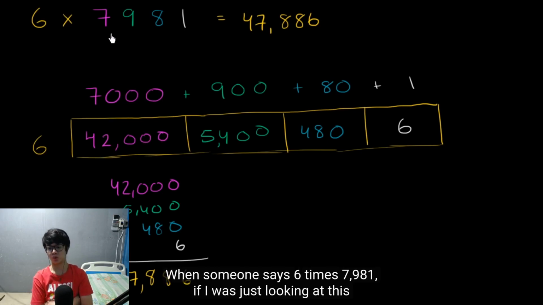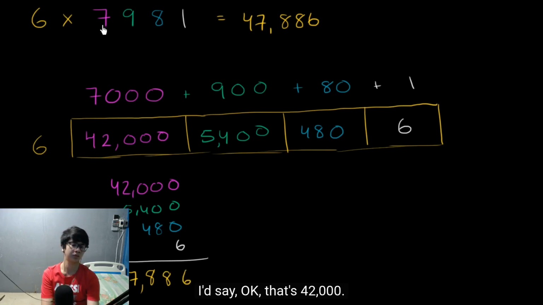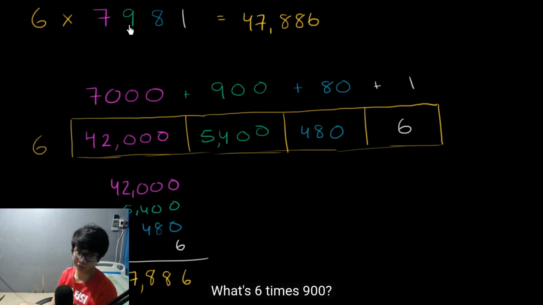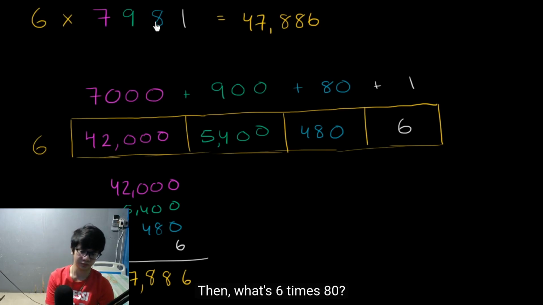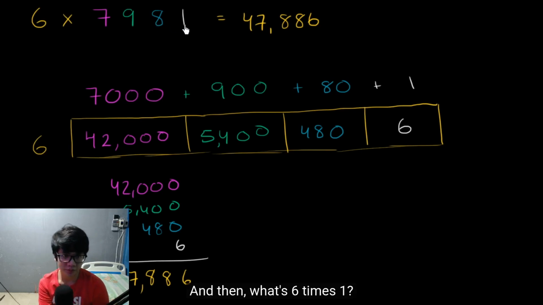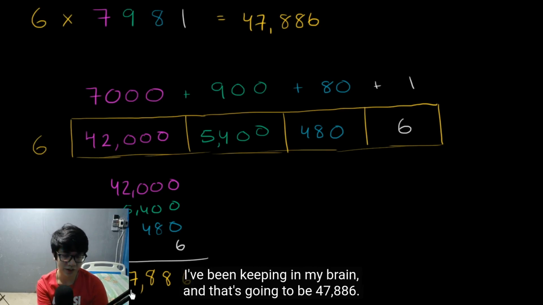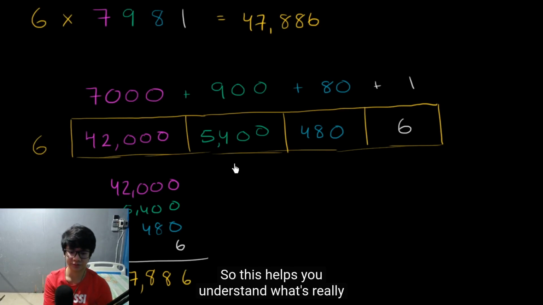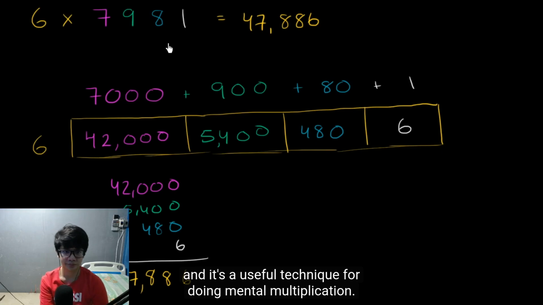If someone says 6 times 7,981, and I didn't have any paper, I would say, okay, what's 6 times 7,000? That's 42,000. I'll try to remember that. What's 6 times 900? Well, that's 5,400. If I add that to the 42,000, I get 47,400. Then what's 6 times 80? 480. Have to add that to the 47,400 to get 47,880. And then what's 6 times 1? Well, that's 6. We'll add that to the 47,880, which I've been keeping in my brain, and that's going to be 47,886. So this helps you understand what's really going on when you multiply multiple digits, and it's a useful technique for doing mental multiplication.